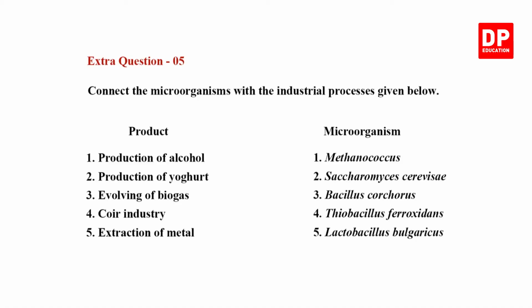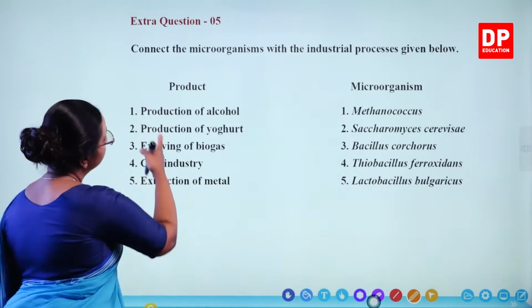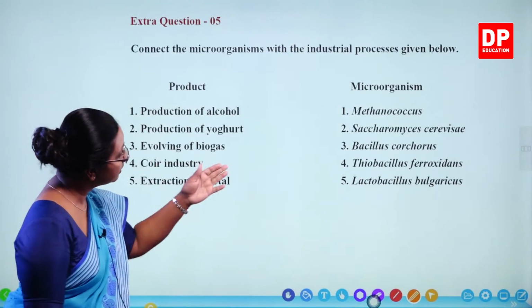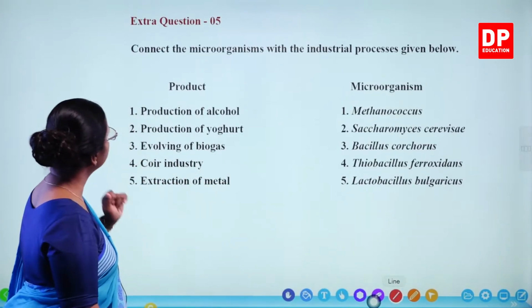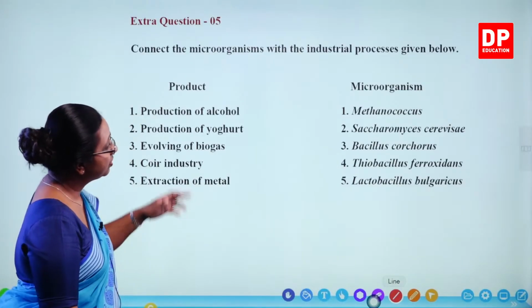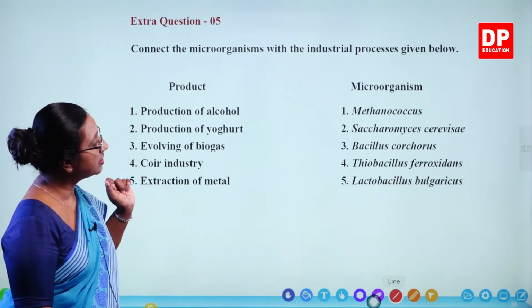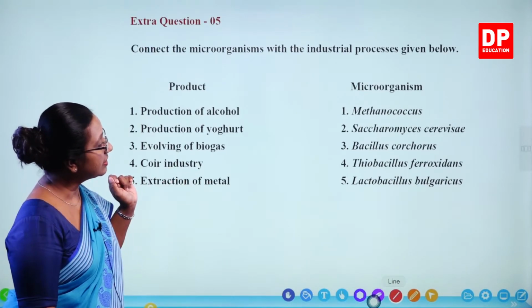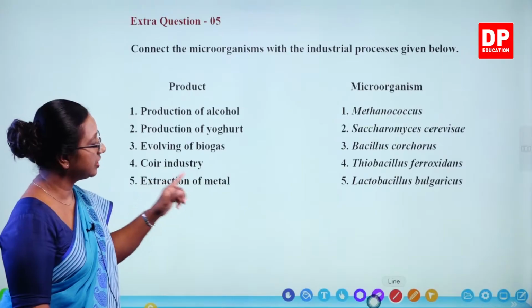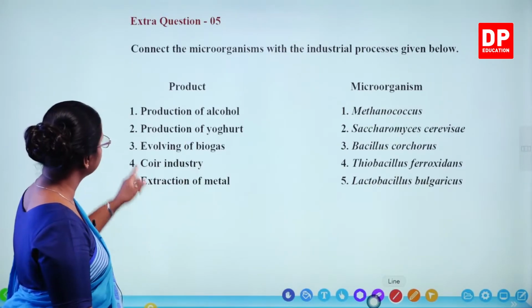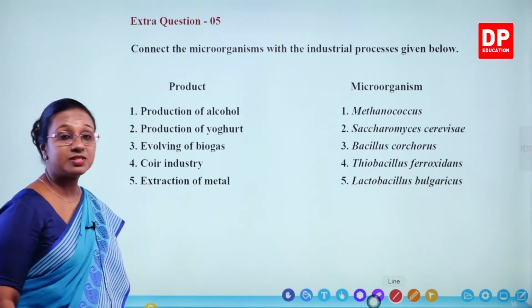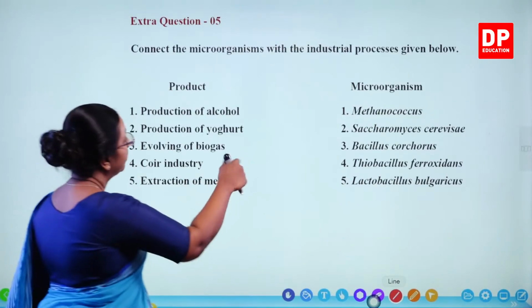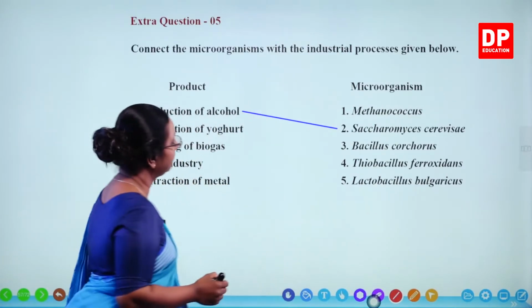Extra question 5. Connect the microorganism with the industrial processes given below. So for each industrial process or the product, there is a microorganism given to you. So if we look at the first, production of alcohol. On the other side, we have Methanococcus, Saccharomyces cerevisiae, then Bacillus coccurus, Thiobacillus ferroxidans, and Lactobacillus bulgaricus. So for alcohol production, what is the microorganism? Can you remember this? This was given under extra knowledge. So it is Saccharomyces cerevisiae.